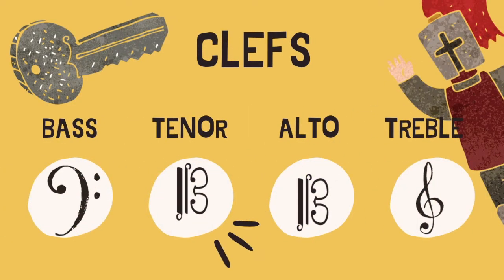So let's quickly remind ourselves, we've spoken about the word clef, which comes from clavis in Latin, which means key. We spoke about the medieval notation and how these clefs all developed out of medieval musical notation. We had bass, tenor, alto, and treble.